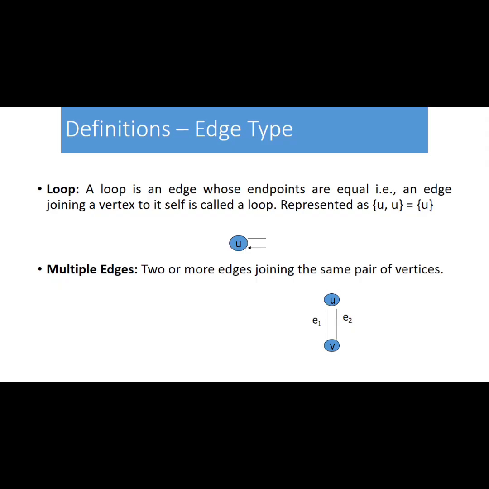The next is the loop. A loop is an edge whose endpoints are equal, that is, the starting and the end points are equal. An edge joining a vertex to itself is called a loop, represented by (U, U), because the starting and the end points are the same. So it looks like that. And multiple edges are two or more edges joining the same pair of vertices. Here let us see the graph with U and V connected by two edges E1 and E2. So a pair of vertices connected by more than one edge is called multiple edges or parallel edges.